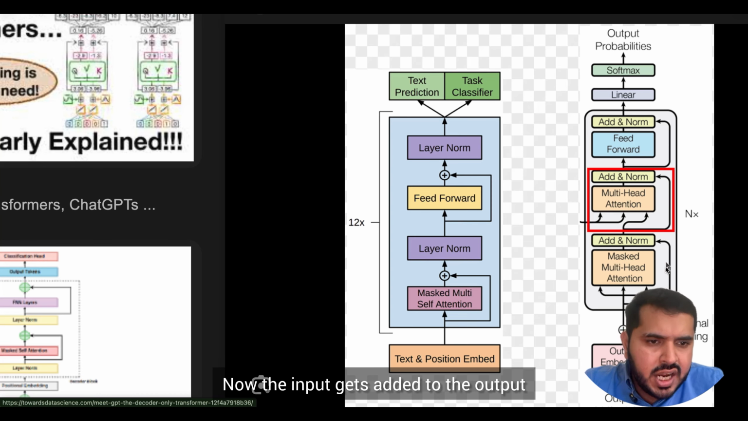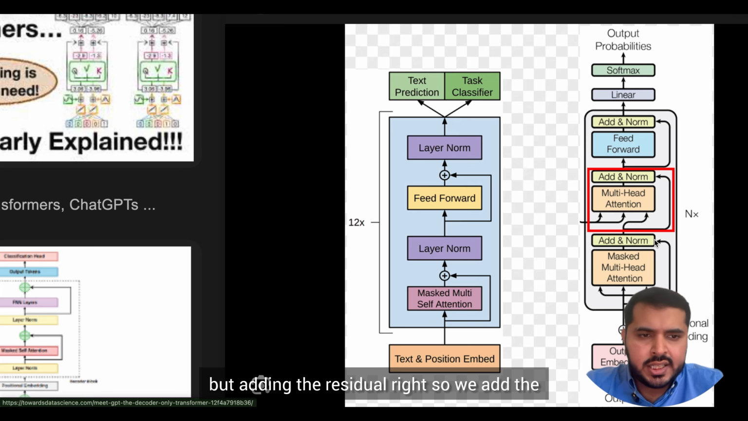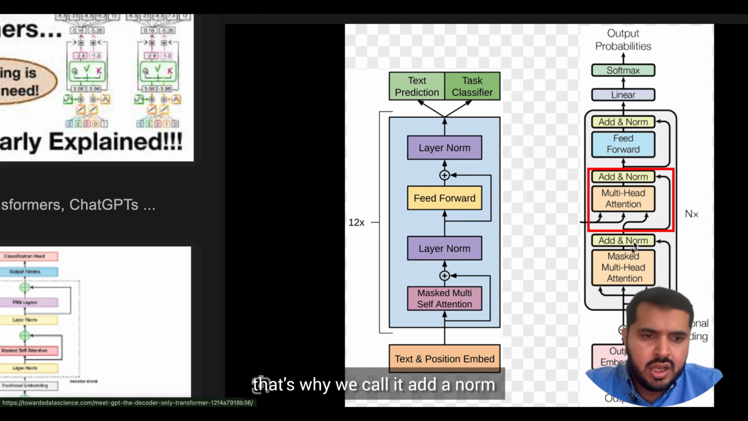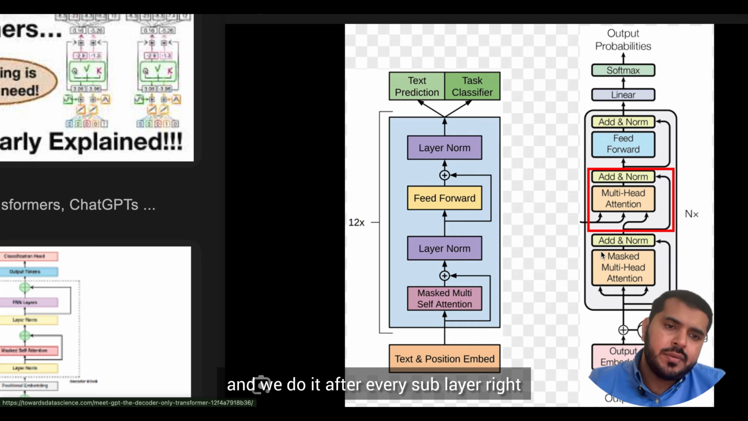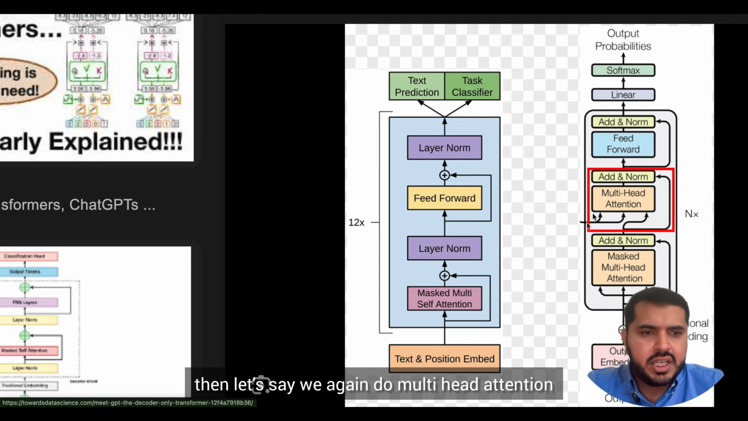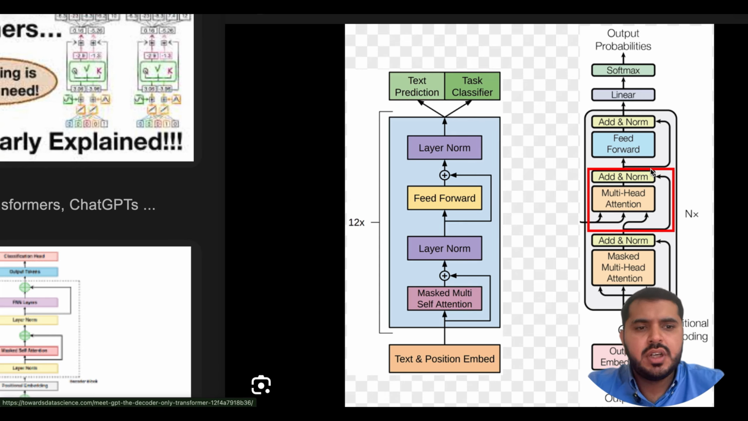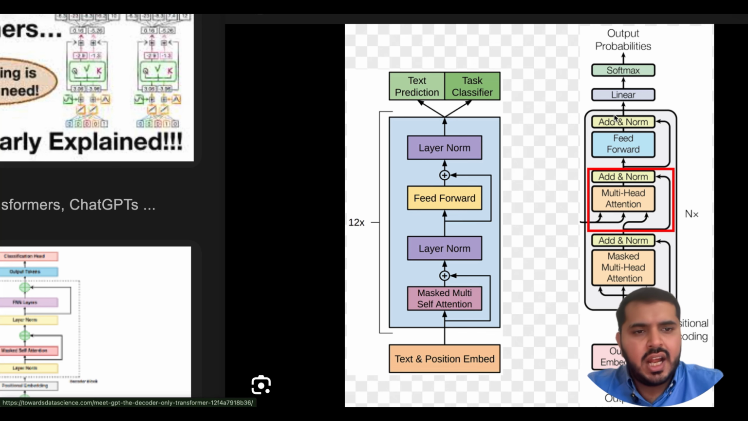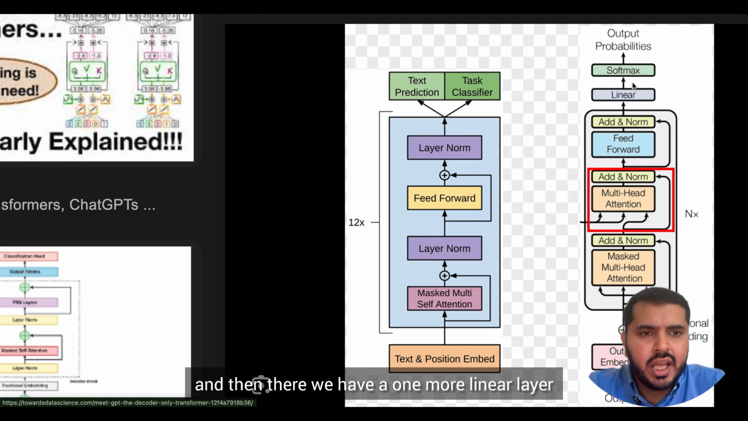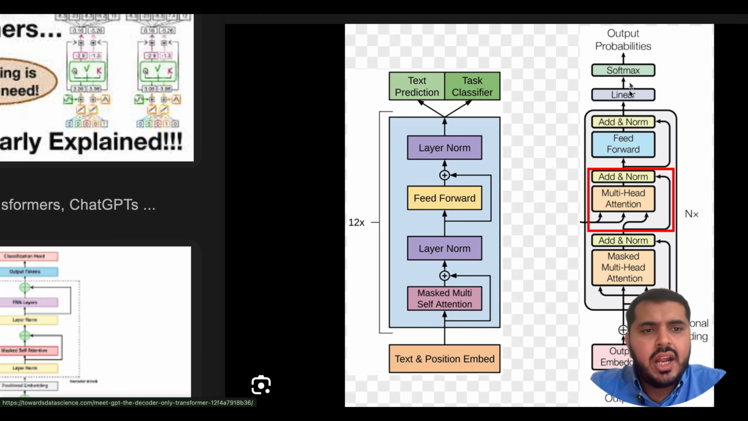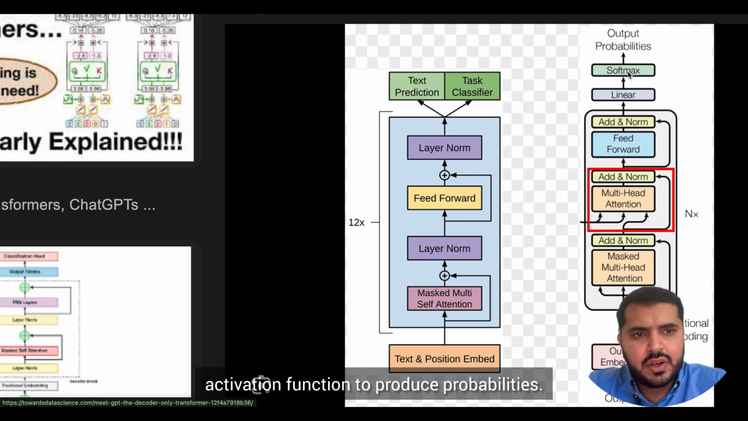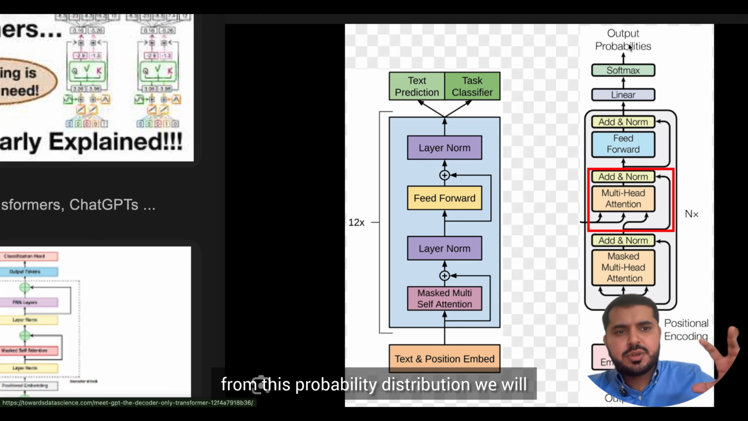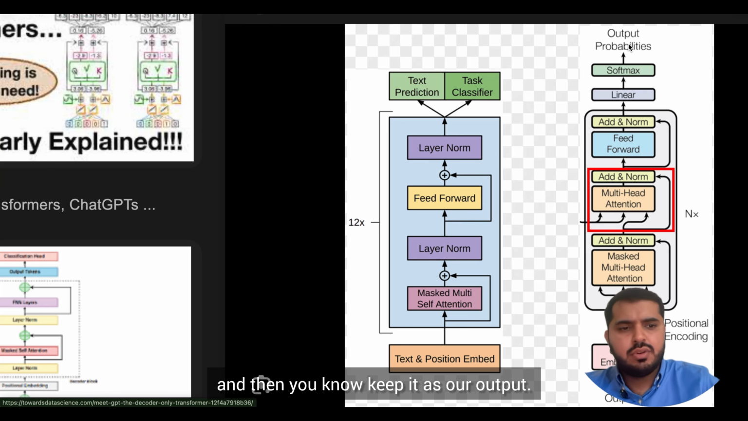Now the input gets added to the output, which is nothing but adding the residual. So we add the residual, we normalize. That's why we call it add and norm, and we do it after every sublayer. Then we do the feed forward pass, then again add and normalize, and then we have one more linear layer, the output head, and on top of it we apply a softmax function to produce probabilities. From this probability distribution we will be able to sample the next token, and keep it as our output.